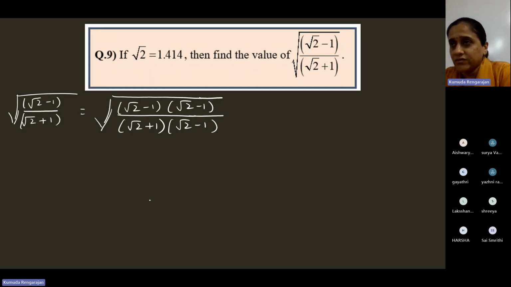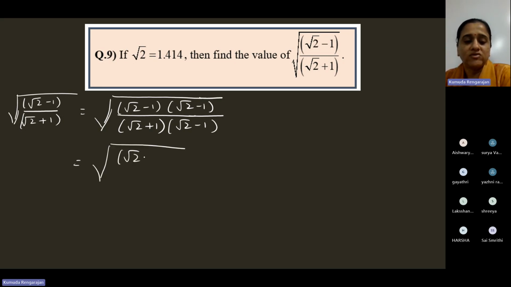Before we find the value of the given expression, we'll have to simplify it. So in the denominator, we have root 2 plus 1. Its conjugate is root 2 minus 1. So multiply and divide by root 2 minus 1. So you get square root of root 2 minus 1 the whole square. Root 2 minus 1 into root 2 minus 1 is root 2 minus 1 the whole square, divided by the denominator, which is a plus b into a minus b. So a squared minus b squared: root 2 the whole square minus 1 the whole square.